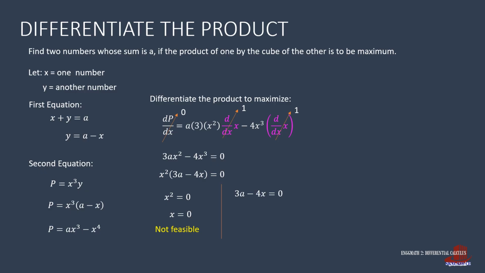Take the binomial and equate it to 0. That is 3a minus 4x is 0. Transpose one term and have 4x as equated to 3a, where x is then 3/4 of a. This is a feasible result. So back to the first equation, y is a minus x, or that is a minus 3/4 of a, leaving y as a quarter of a.